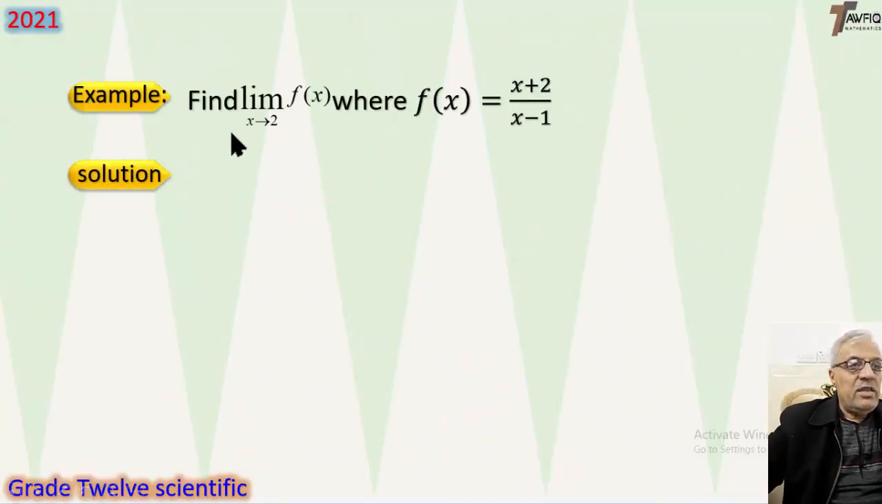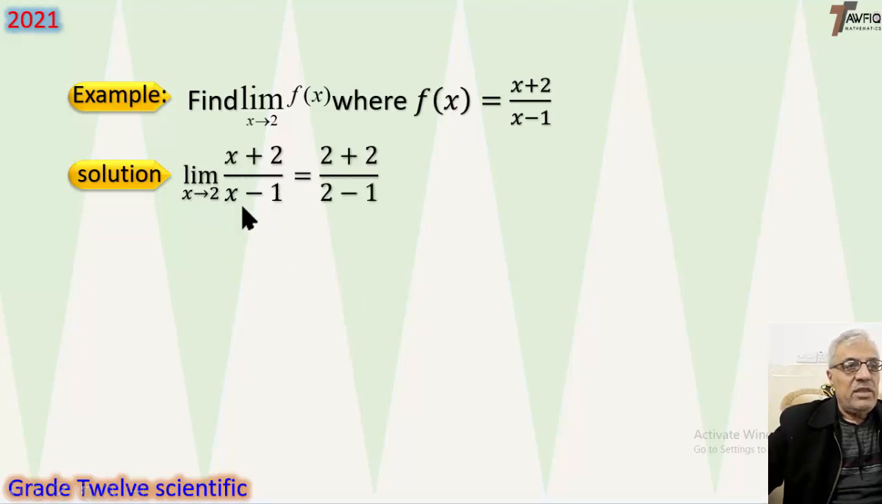Example: find the limit as x approaches 2 of f(x), where f(x) is equal to x plus 2 over x minus 1. The limit as x approaches 2 of x plus 2 over x minus 1 is equal to, replacing 2 here, 2 plus 2 over 2 minus 1, which equals 4 over 1, which is 4.